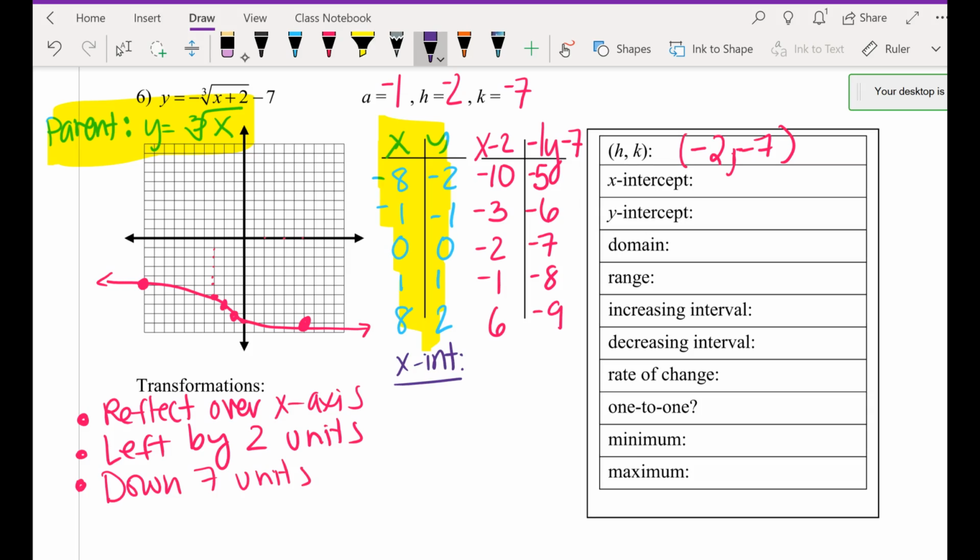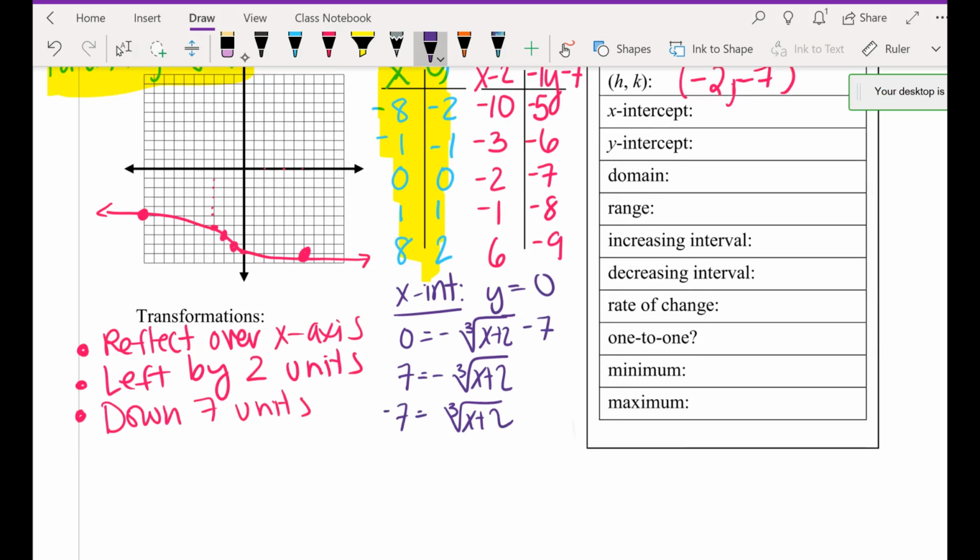Okay, here we go. Y equals 0. 0 equals -cube root of x plus 2 minus 7. First step in solving for x-intercept, Delaney, what would you say? Oh, you add 7. Perfect. So 7 equals -cube root of x plus 2. Josh, what do you want to do next? Divide the negative. Yes, so -7 equals cube root of x plus 2. What is the following step, Alan?